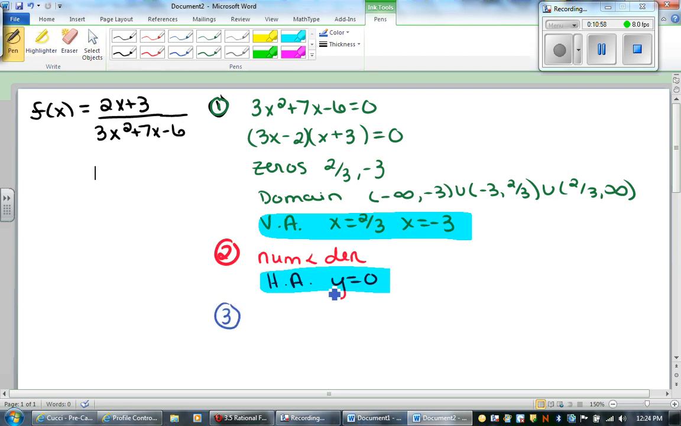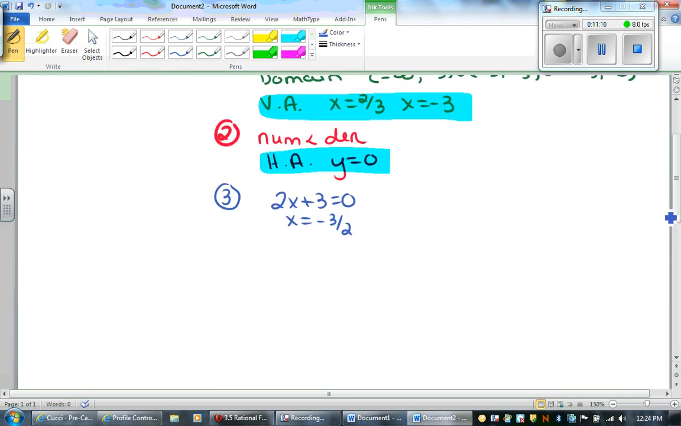Third step, we want to find the zeros of the numerator. So we're going to take our numerator and we'll set it equal to 0. We get x equals -3/2. Okay. So I know that (-3/2, 0) is the x-intercept. All right, I set the y equal to 0. I set the function equal to 0. That's going to give us our x-intercept.